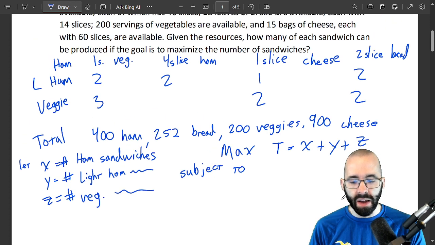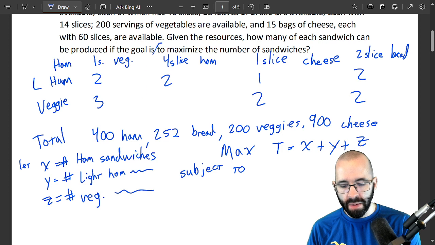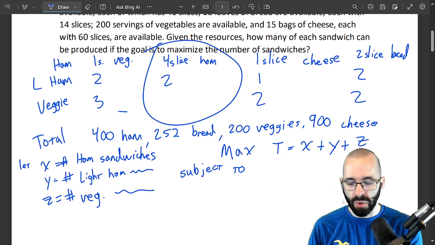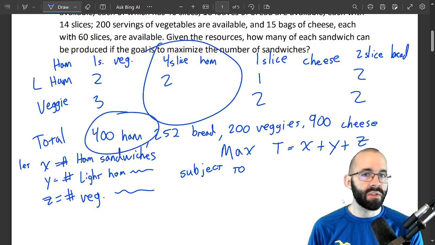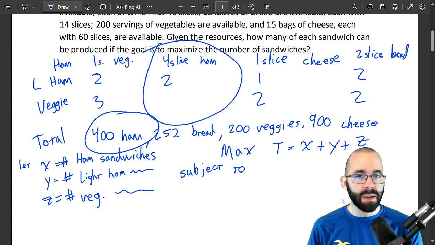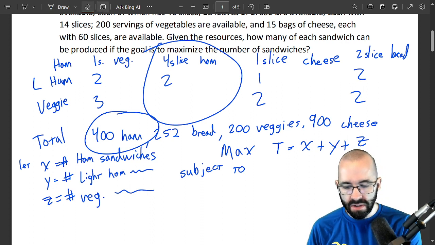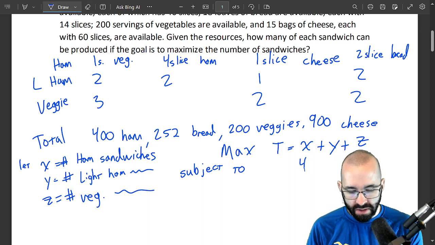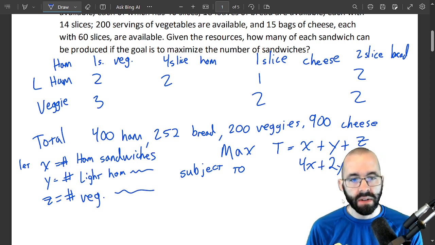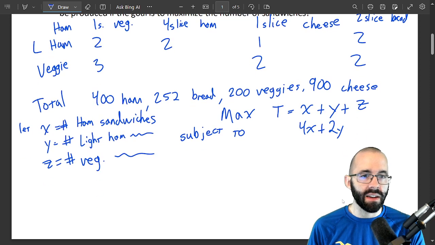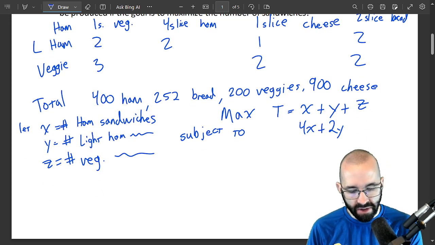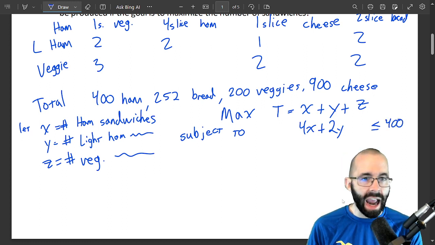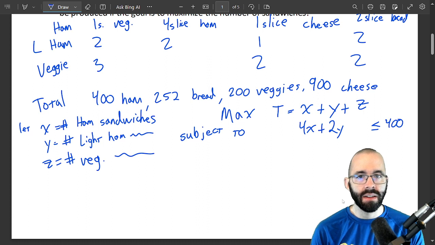Well, we only have a certain amount of ham. How much ham gets used? We have 400 total. 4 slices get used for each ham sandwich, 2 slices get used for the light ham sandwich, and none get used for the veggie sandwiches. Let's write that down. Each ham sandwich is going to take 4. Each light ham sandwich is going to take 2. The vegetarian sandwiches, they don't take anything. We don't write anything for the Z. And that can't be more than the total ham that we have available. So this is our ham inequality.